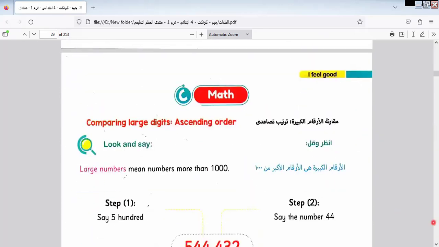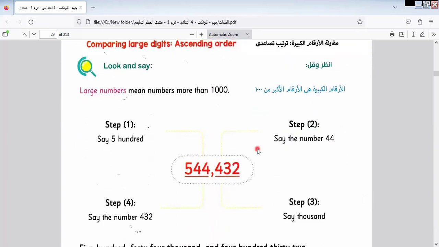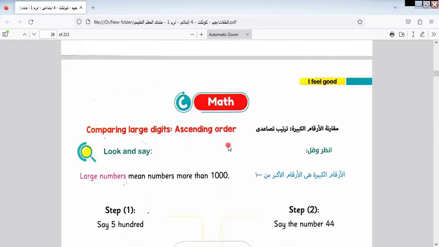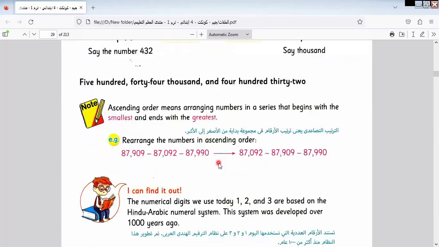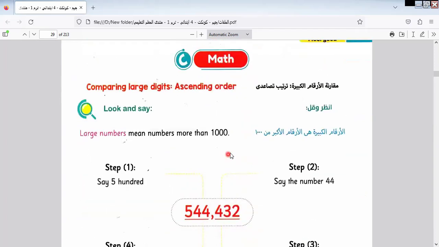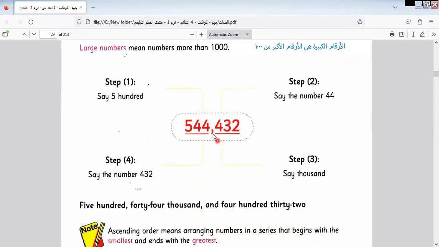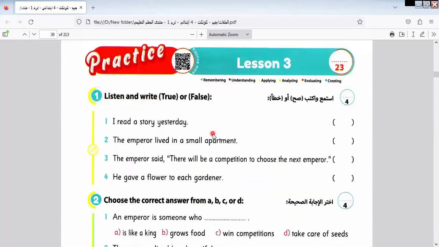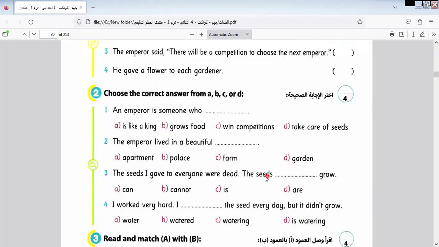Here we have mathematics, ascending order. In mathematics, we compare large numbers and small numbers, the largest numbers and the smallest numbers. Here we have 500, 545, 432. Here we have the large numbers, meaning numbers more than 1,000. Okay, like this. So we answer the exercise below this lesson.